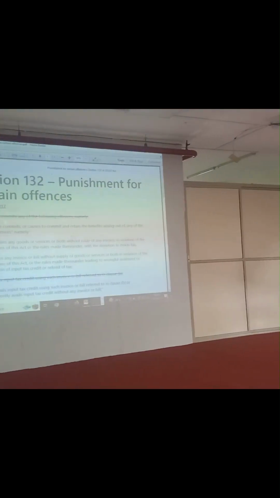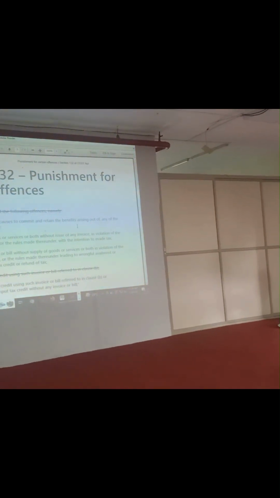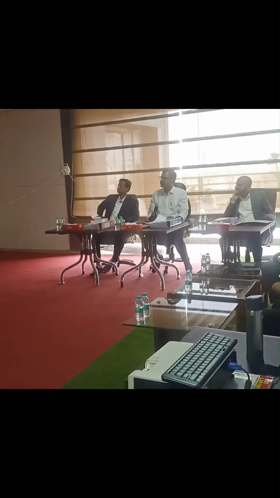So there is 132(1), and 132(1)(d), 3 and 4. It is possibly this one, 132(1)(d), that collects any amount as tax but fails to pay the same to the government beyond a period of 3 months. So this provision has been there from the beginning. So whoever is the primary defaulter, the department has to take action against him under this section. Okay, back to the slide.